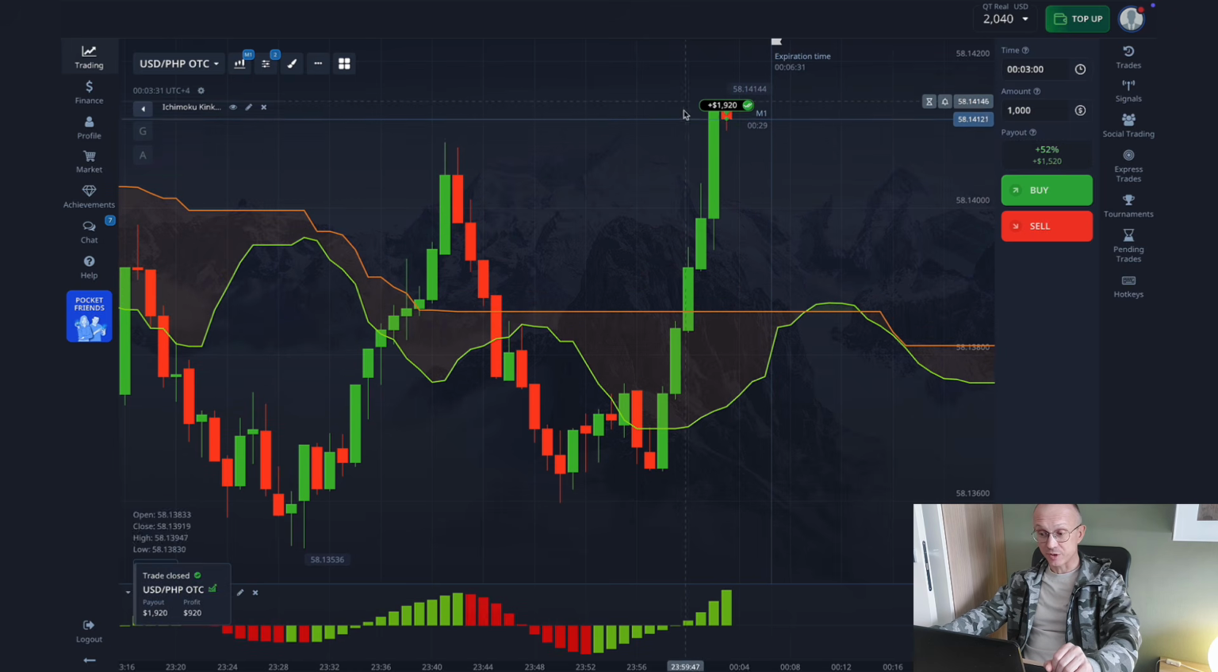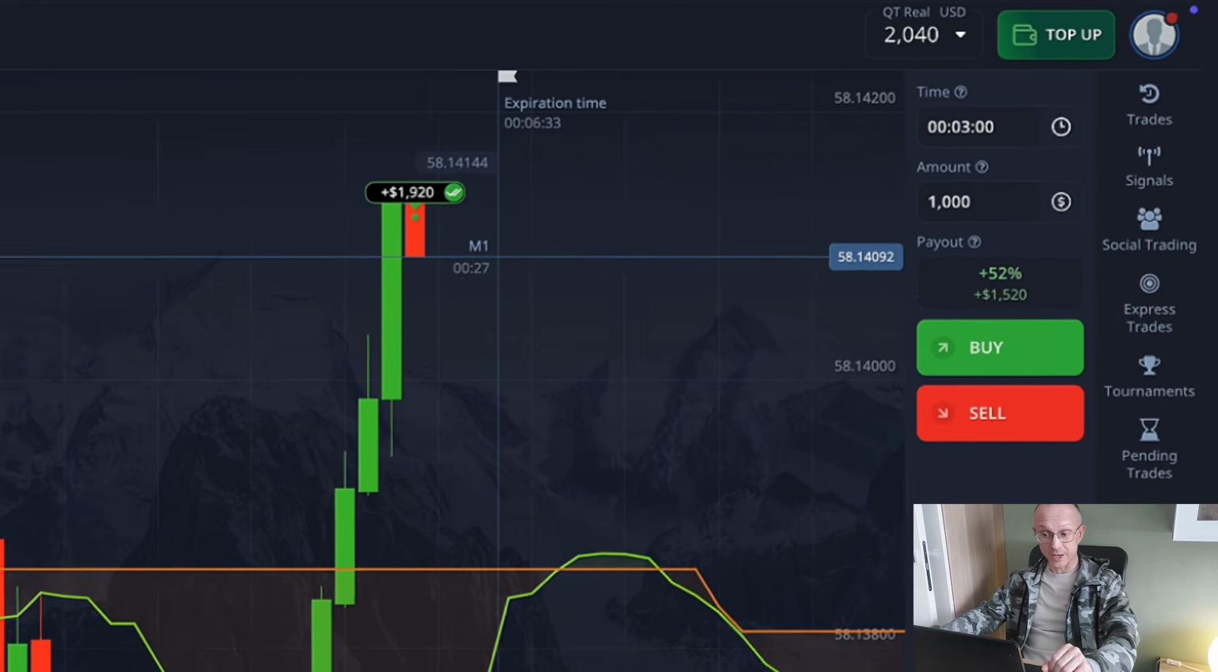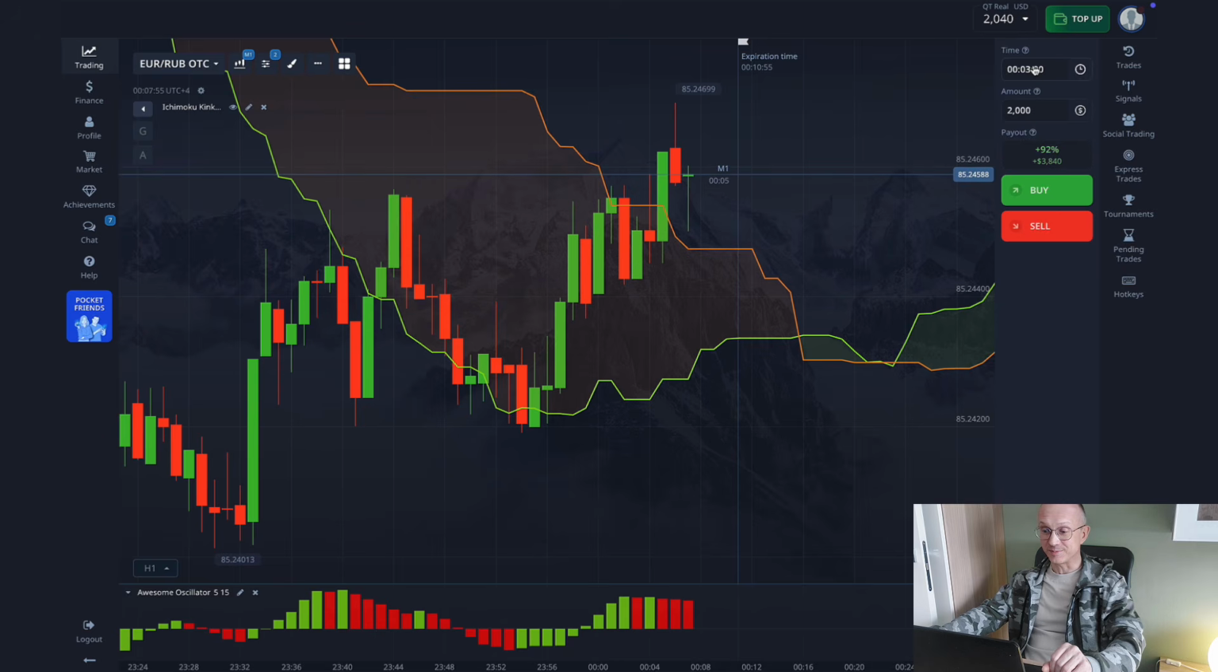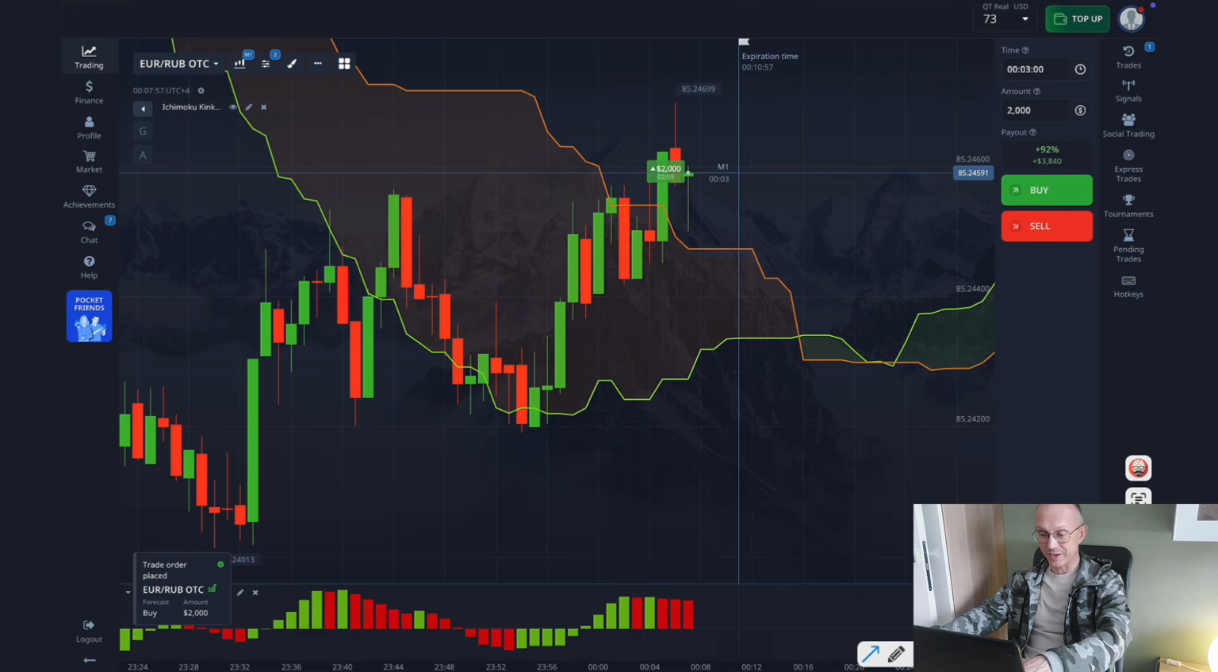And the trade closed in the black. I earned another $920. Let's continue. Next situation. The expiration time is 3 minutes. I'm opening a long trade for $2,000.